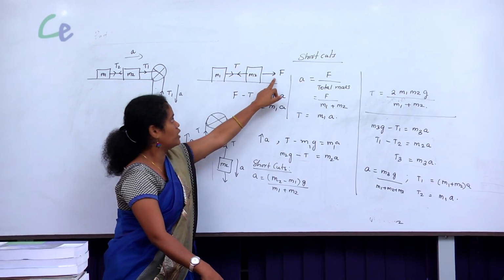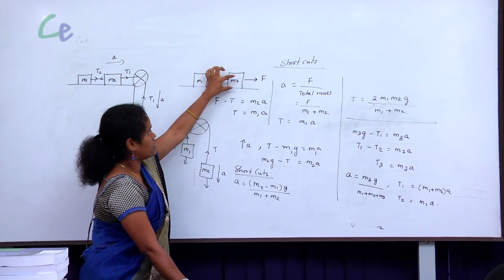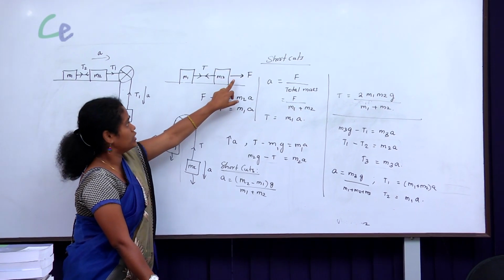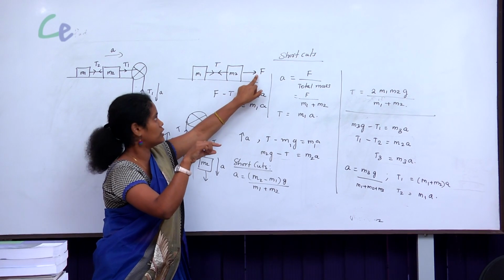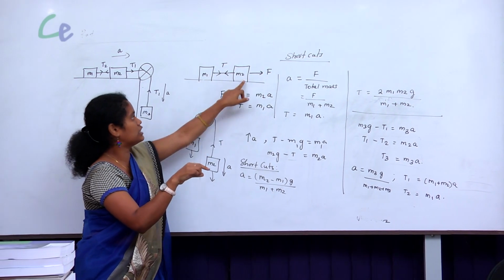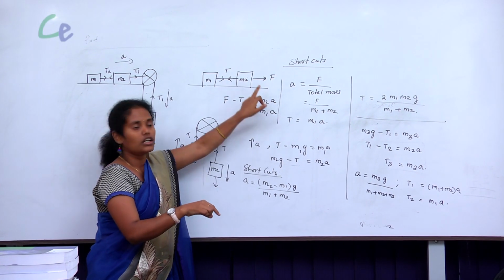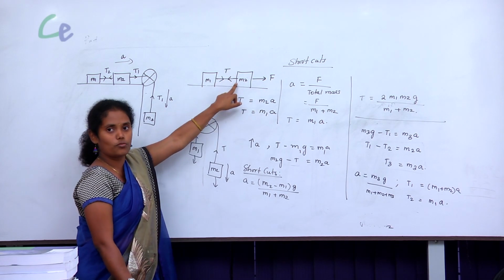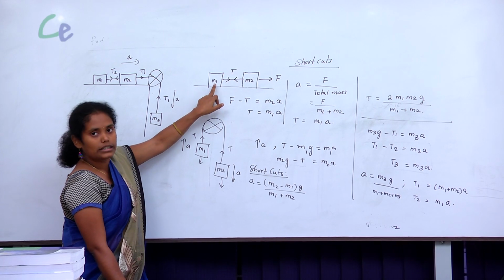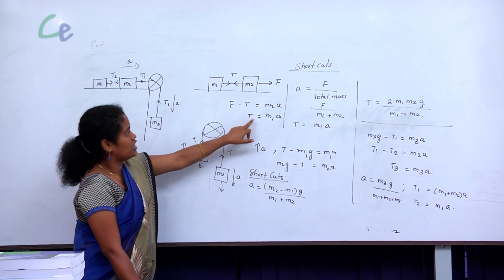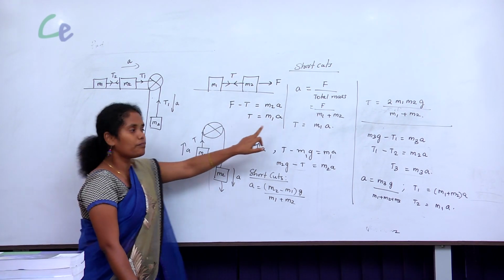On writing the equations, for the object of mass m2, there is the force F. Always, we have to consider the direction of force as positive. So, F minus T is equal to m2a. These two are the forces acting on the object of mass m2. Next, for the object of mass m1, tension T is equal to m1a.